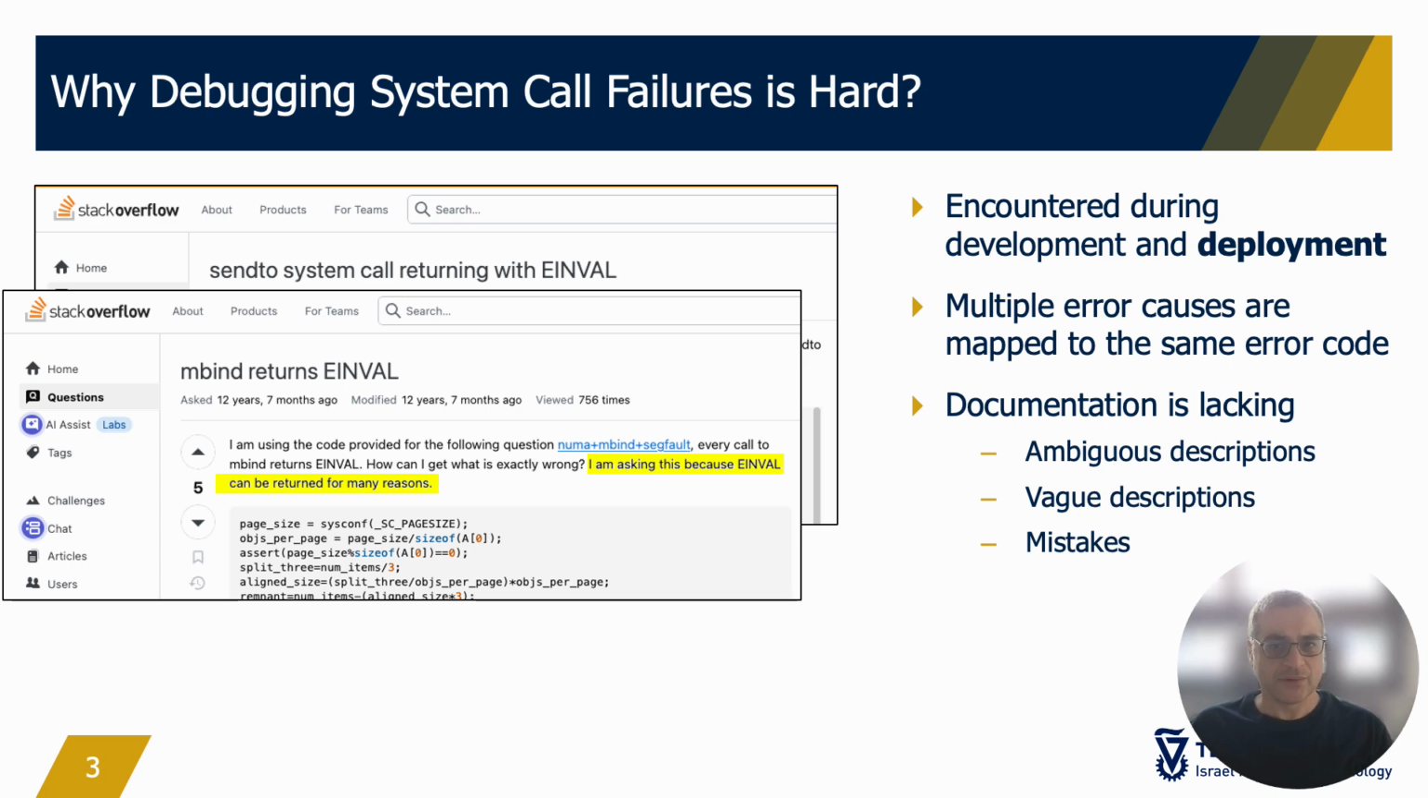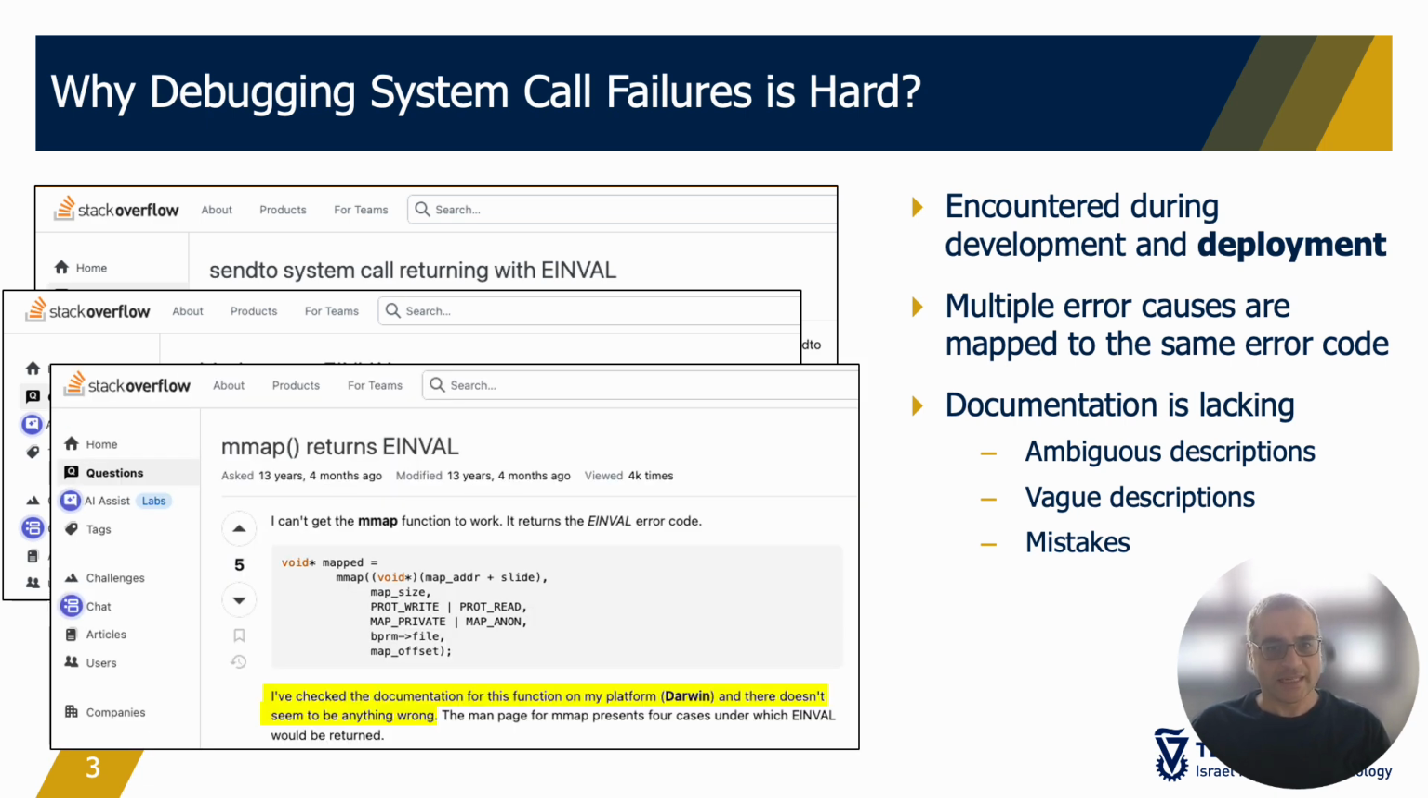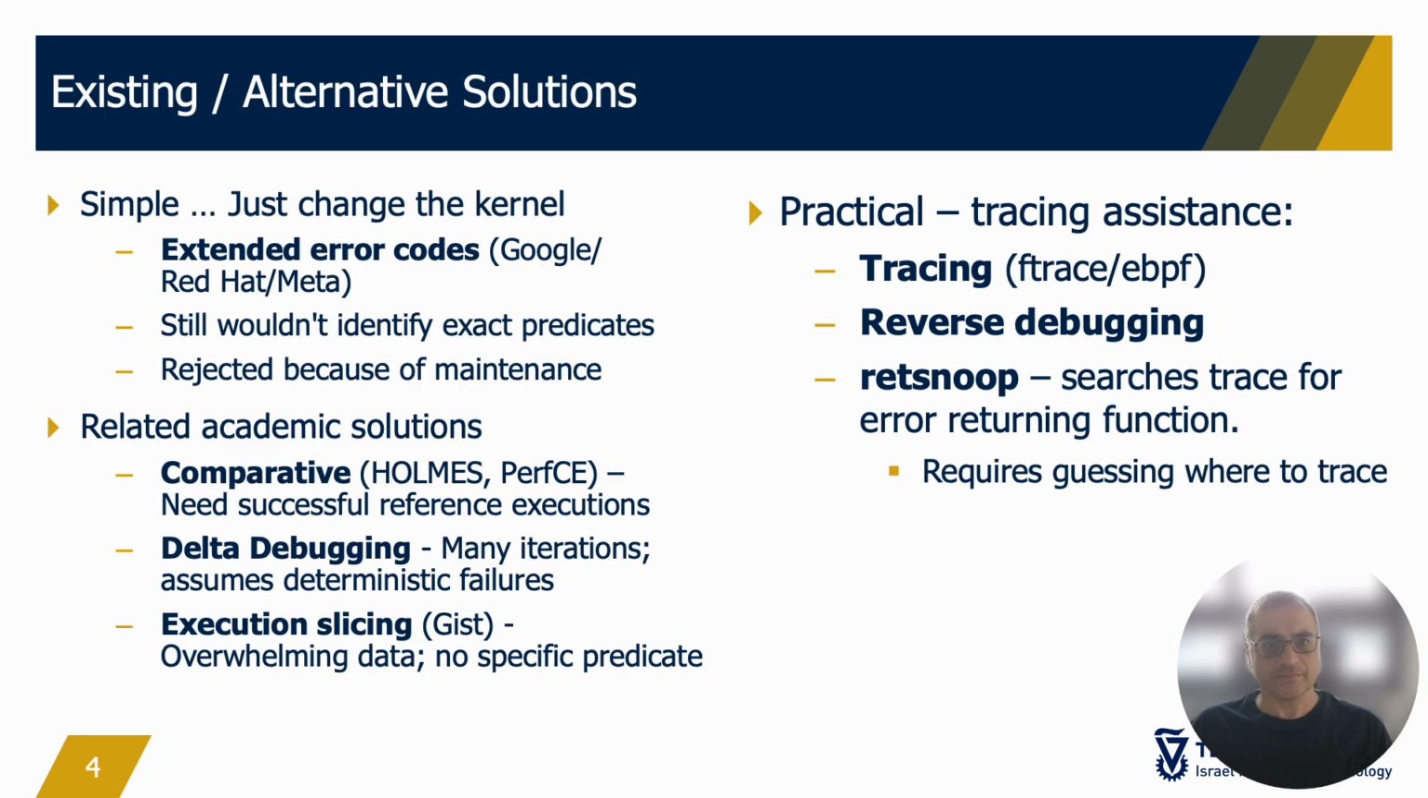At the 2024 Linux Storage Summit, a kernel developer articulated the community's frustration. POSIX error codes are simply too generic. Many solutions have been attempted. Kernel modifications from Google, Red Hat, and Meta were all rejected. They broke internal kernel ABIs and required modifying thousands of return sites. Even if implemented, they wouldn't identify the exact failing predicate.